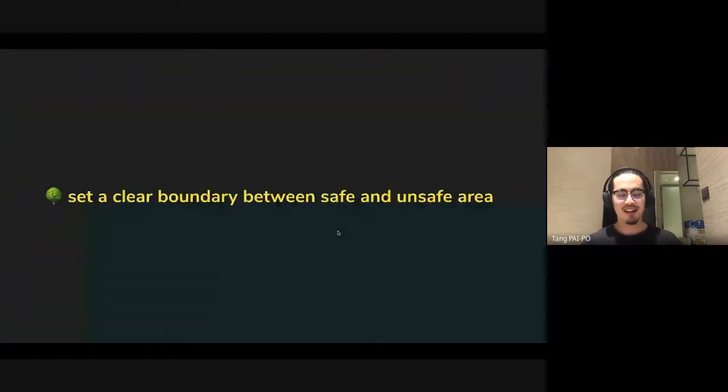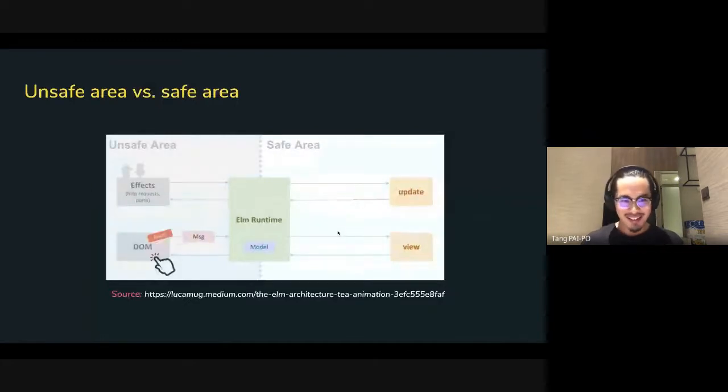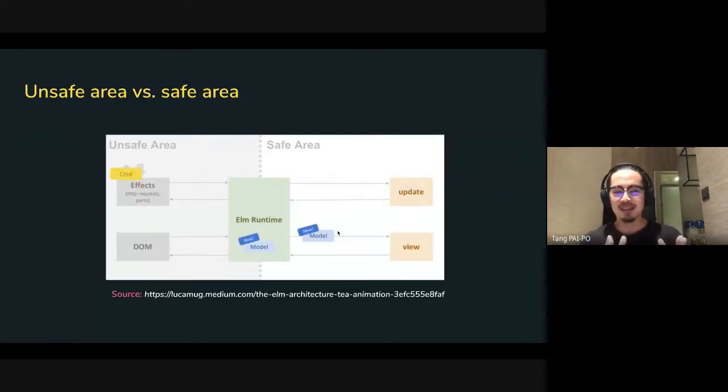And second of all, I think Elm set a clear boundary between safe and unsafe area. I got this image from Luca, and Luca is one of the audience today as well. Probably he can share some thoughts later. And basically, by unsafe area, it means the external world or API. It's something you cannot control. And the safe area is your Elm application.